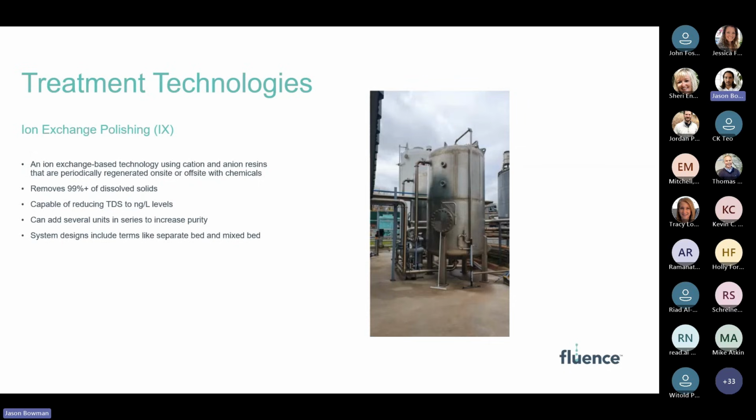chemicals to be on site for the regeneration processes. And in some instances, a separate system might be required to remove the resin from the treatment vessels and move that into a separate area where the regeneration process would be conducted. So, these systems can require a lot more labor to operate and maintain, which is why some of the industries are starting to move away from it.